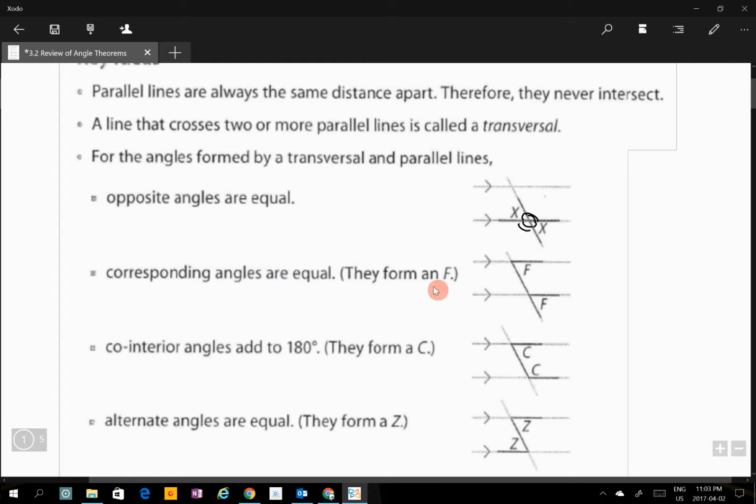Corresponding angles are equal, so they form an F. If you notice, we have an angle here and we have an angle here. These are going to be equal. And similarly, on the other side, if you reverse the F, you have an angle over here, which will be equal to the angle over here.